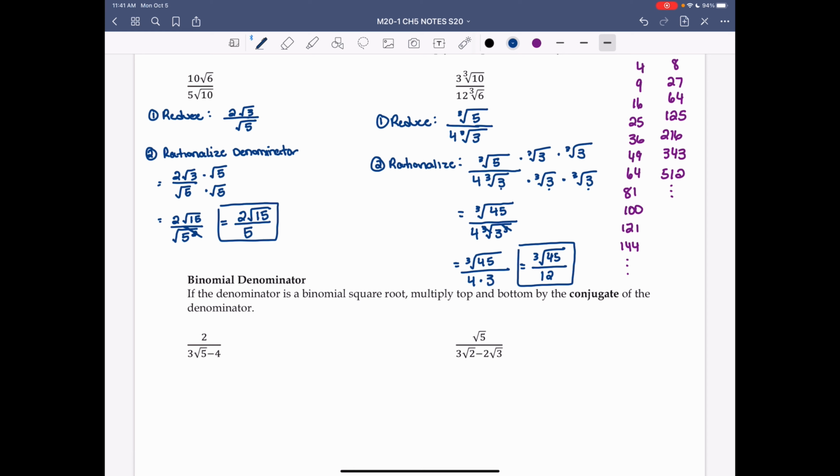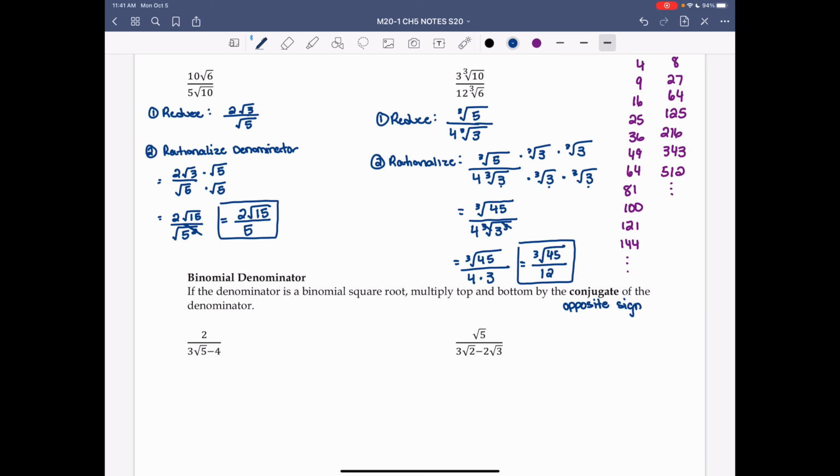Now if we have a binomial denominator, if it's a square root in the binomial denominator, we're going to multiply top and bottom by the conjugate of the denominator. The conjugate means the same binomial, but opposite sign. Two over 3 square root 5 minus 4.